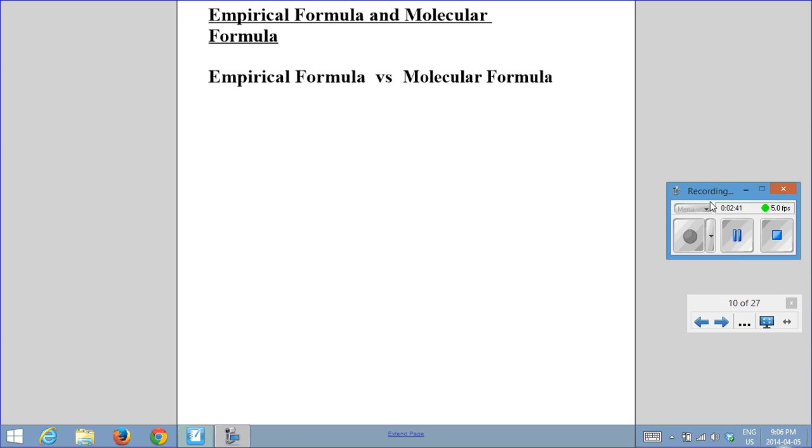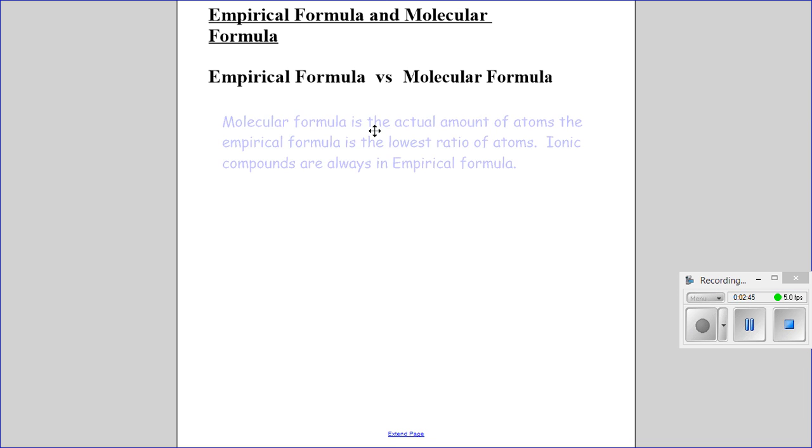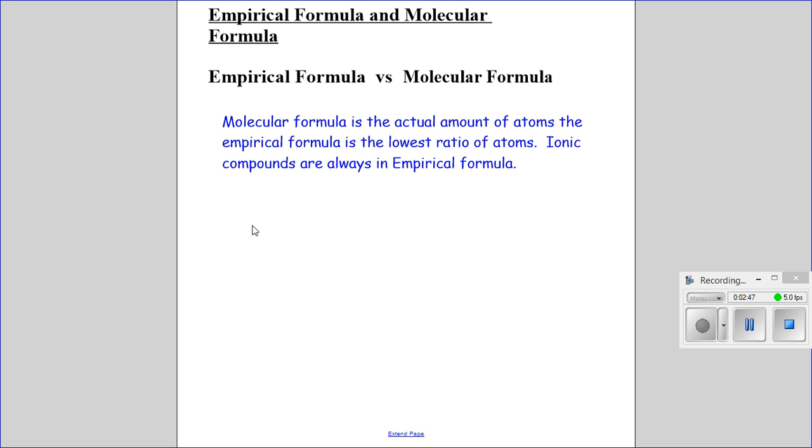So let's write this down. What's the difference between empirical versus molecular formula? Well, the answer is the molecular formula is the actual amount of atoms. The empirical formula is just the lowest ratio of atoms. And we always say that ionic compounds are always an empirical formula.